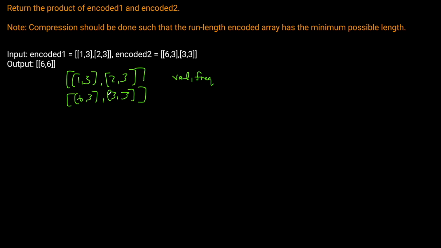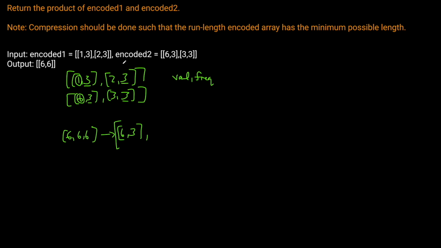So what we notice is that these first elements both have a frequency of 3, which means that we can simply take the product of the values and we'll have 3 of those in a row. So we'd get 6 6 6, and we can compress this down to 6 3, right?